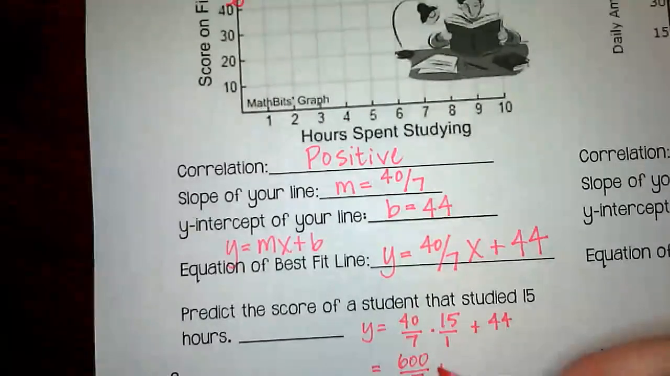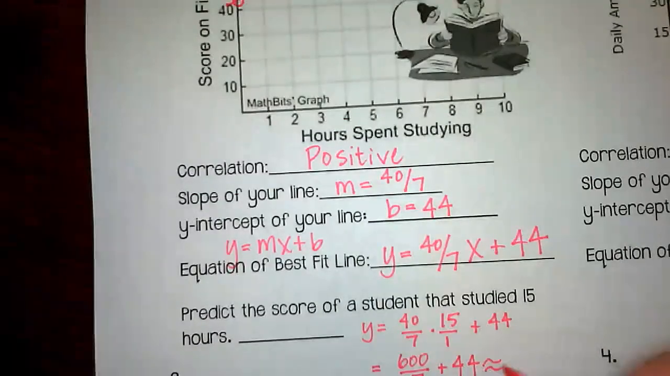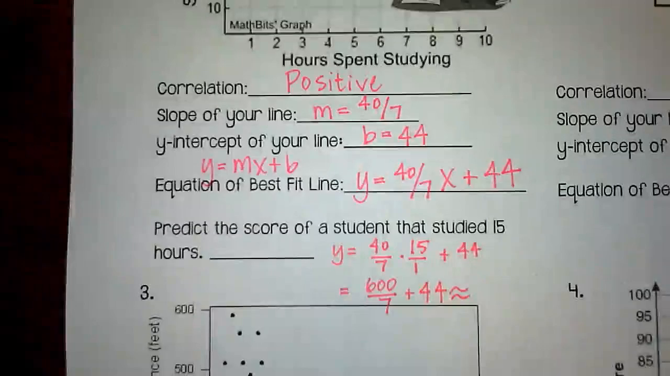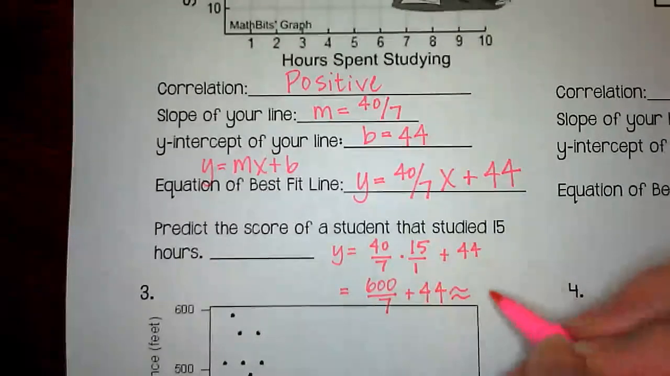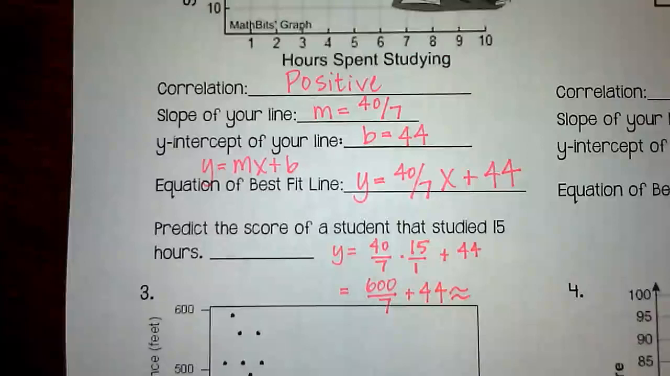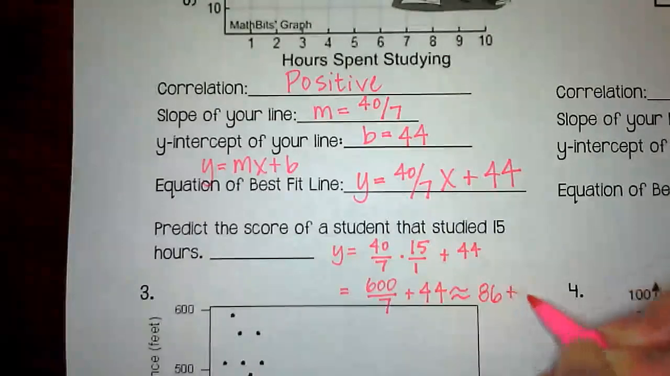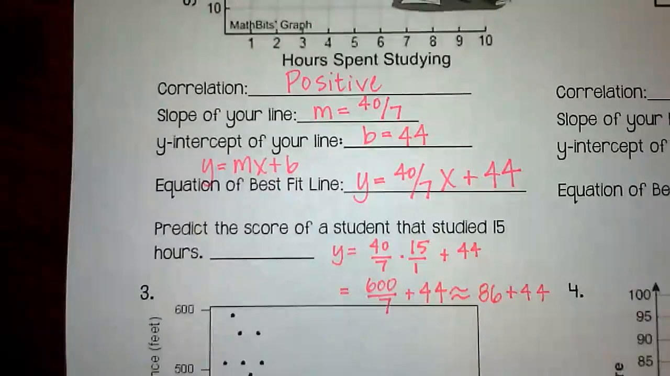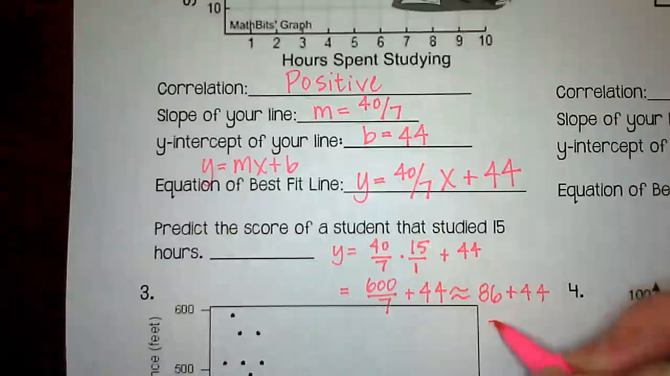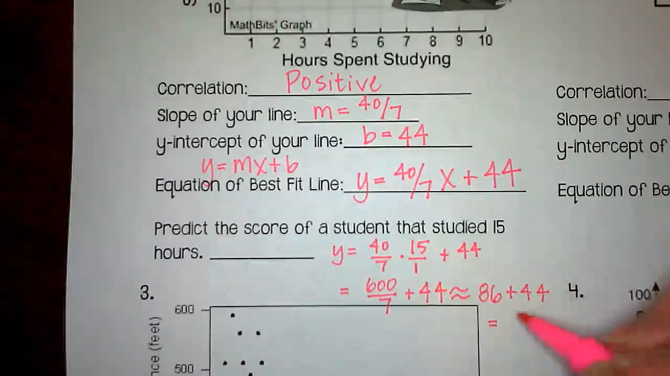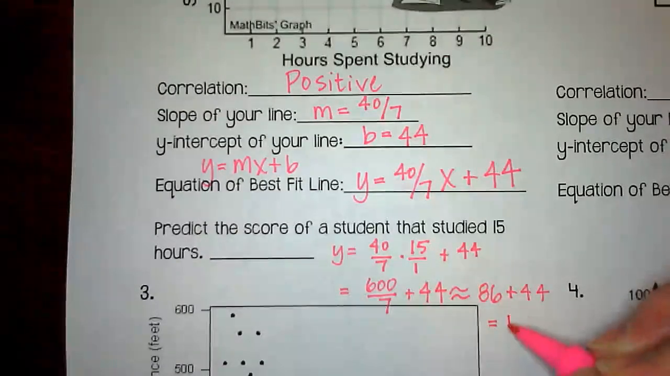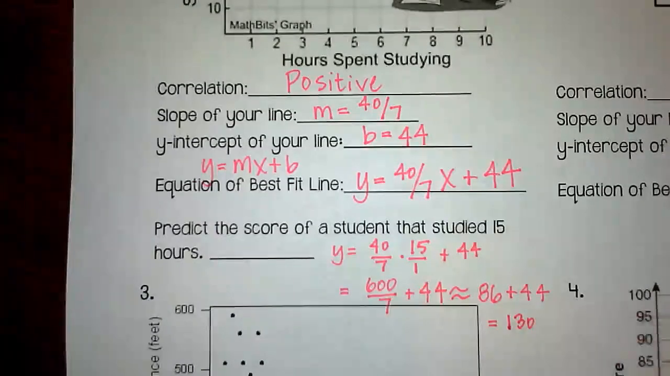over 7 plus 44. All right, so let's estimate that. So 600 over 7 is a little more than 85. So I'm just going to say that's approximately 86 plus 44. And then that would mean that our person made a 130.